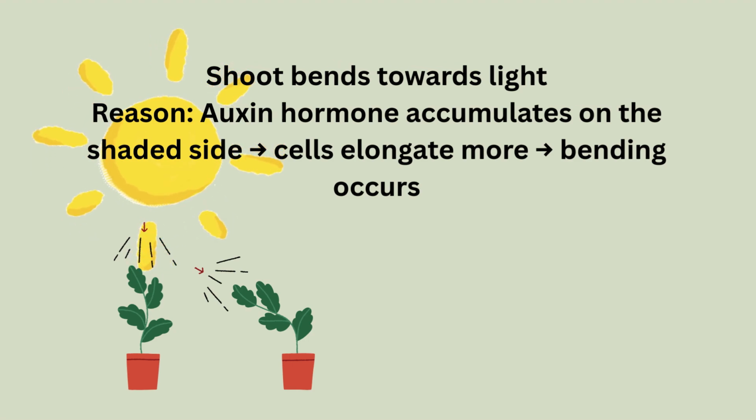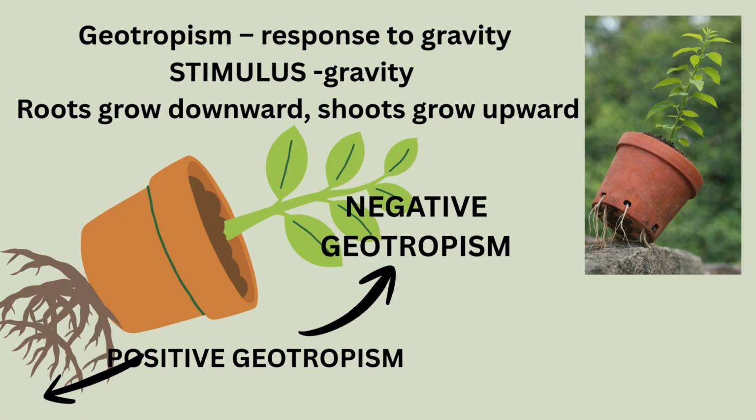The reason is the auxin hormone accumulates on the shaded side. Cells elongate there more, and thus it appears as if the plant is bending towards the source of light. Geotropism. It is the response to gravity. Here the stimulus is gravity.